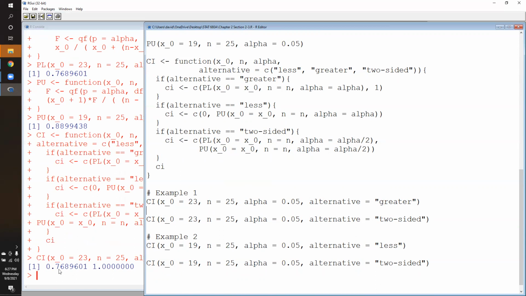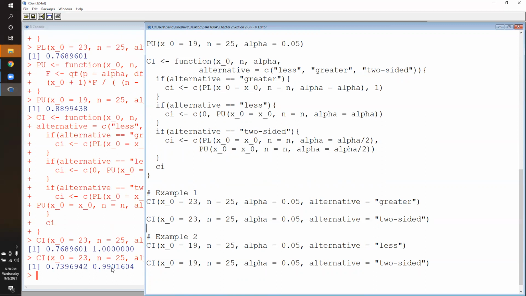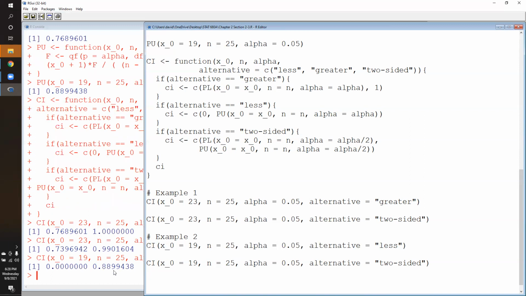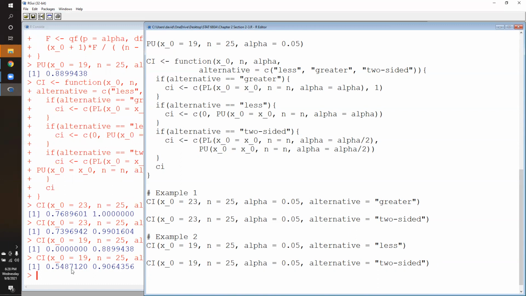Here we go. There's our interval, 0.76896 up to 1, right? If we wanted the two-sided interval, we can get it just by running the code right away. And similarly, we could do this for the second example with 19, where we have a less than confidence interval, from 0 up to 0.8899. And then we can do a two-sided confidence interval, 0.5487 up to 0.9064.